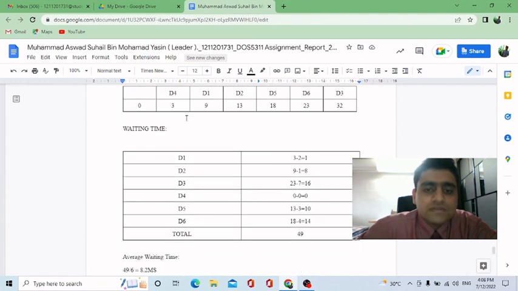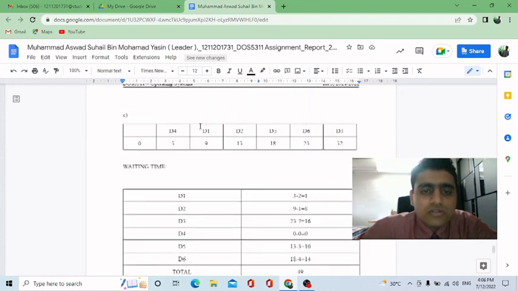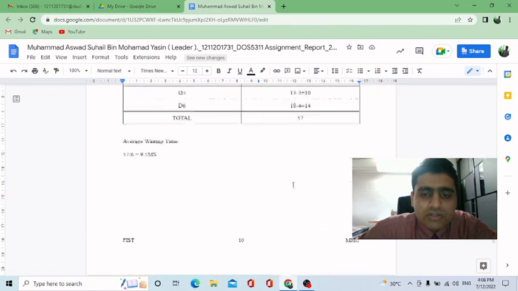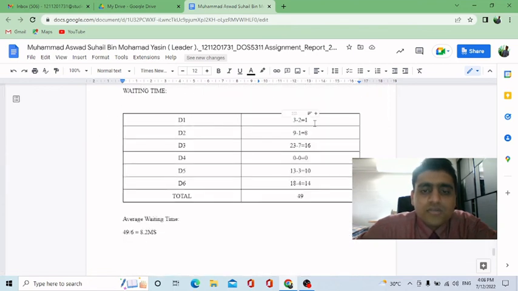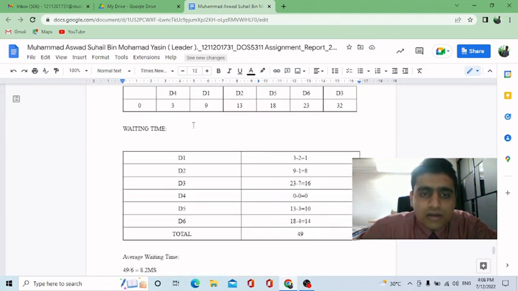So we just need to take the burst time and plus the burst time to get the total. After that, we need to calculate the waiting time, which we do like this as usual. We need to take 3 minus 2, the total of process D1. We need to take 3 to be minus the arrival time of D1, that is 2, which will be equal to 1, and the same applies to D2, D3, D4, D5, and D6, and we will get the total.